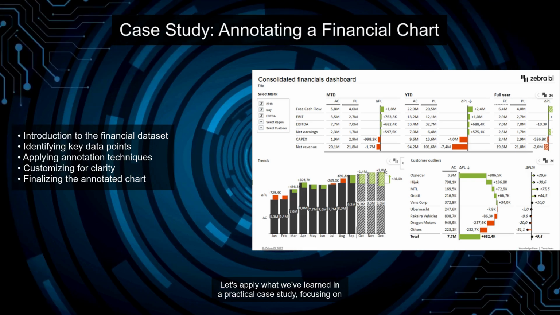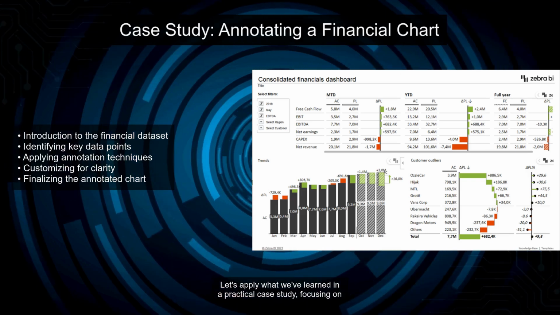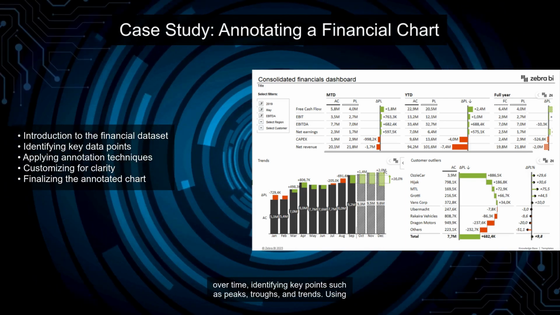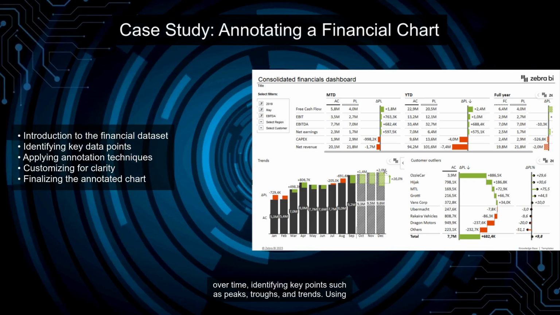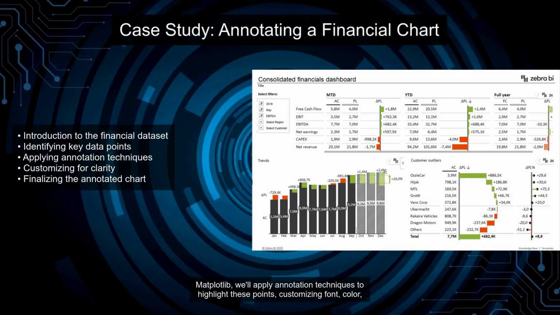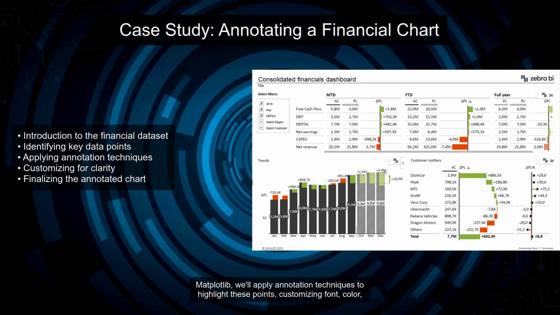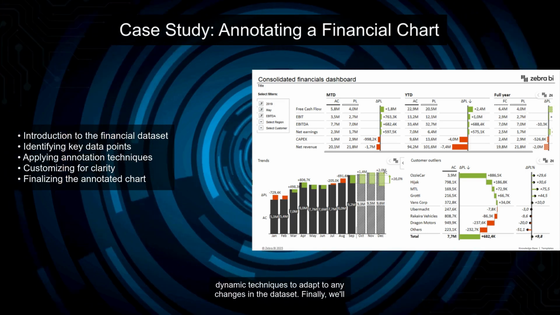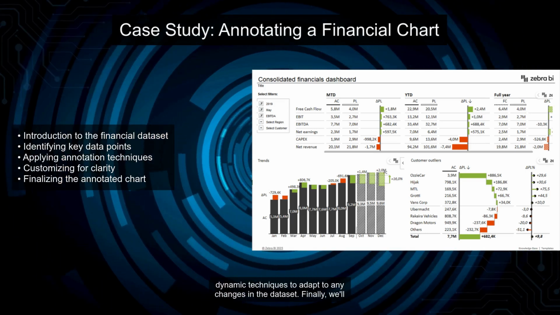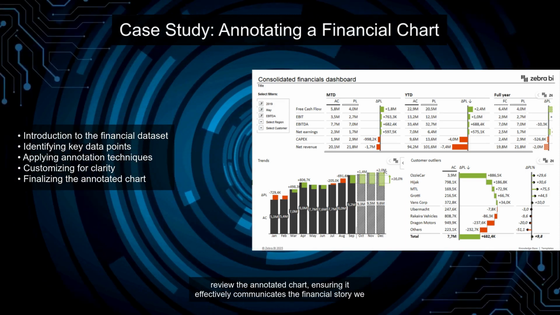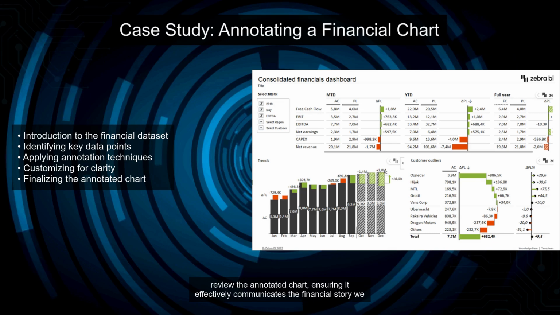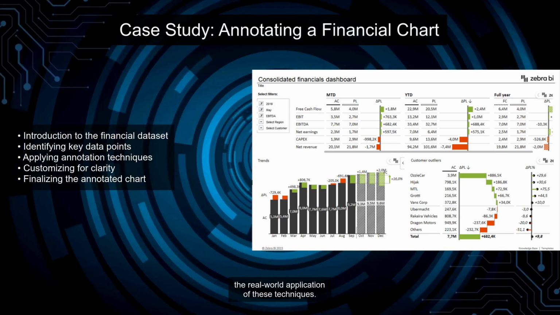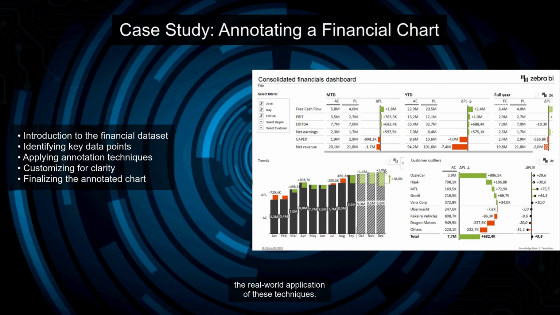Let's apply what we've learned in a practical case study, focusing on annotating a financial chart. We'll start with a dataset representing stock prices over time, identifying key points such as peaks, troughs, and trends. Using Matplotlib, we'll apply annotation techniques to highlight these points, customizing font, color, and size for clarity. We'll ensure the annotations are positioned accurately, using dynamic techniques to adapt to any changes in the dataset. Finally, we'll review the annotated chart, ensuring it effectively communicates the financial story we want to tell. This case study will consolidate your understanding and demonstrate the real-world application of these techniques.